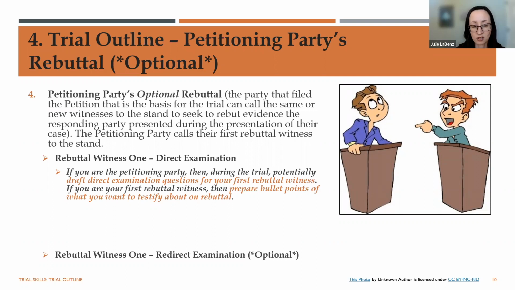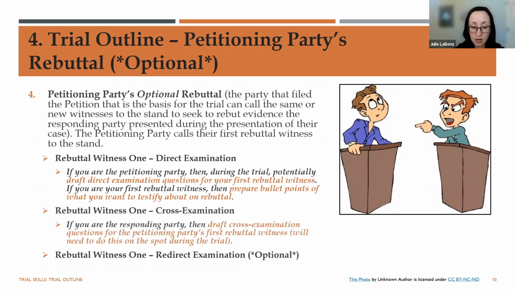If you are going to testify as your first rebuttal witness, then make some bullet points during the trial about what you're going to testify about. Rebuttal witness one would be subject to cross-examination. So the responding party is going to need cross-examination questions for them. You'll likely need to do this on the spot during the trial. And then there would be the optional redirect examination.